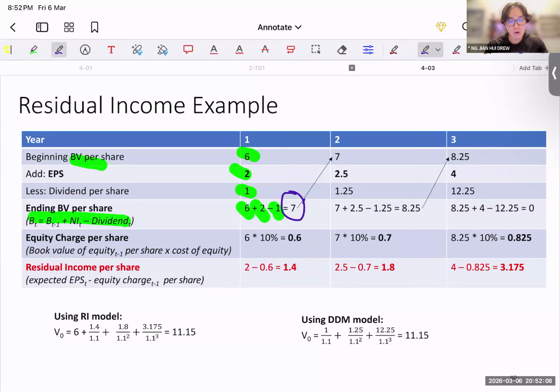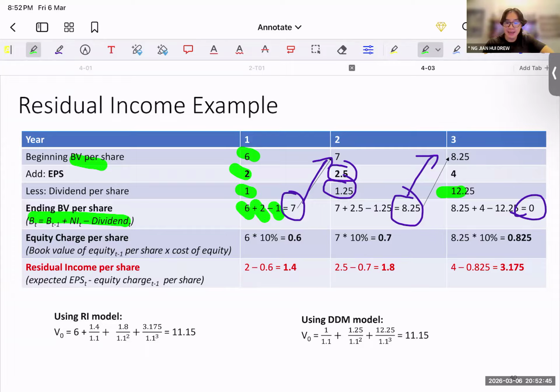And what happens to this $7? It goes up to become the beginning book value for the following year. Then in year 2, we get earnings per share of $2.50, less dividends of 1.25. This gives you the ending book value, which then becomes the beginning book value for the following year. At the end of year 3, our book value is 0. Not surprising, because there's going to be a liquidating dividend here, which is 12.25, to liquidate the company.